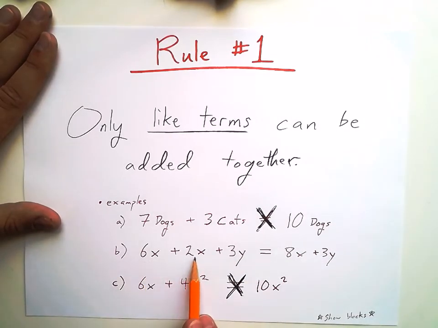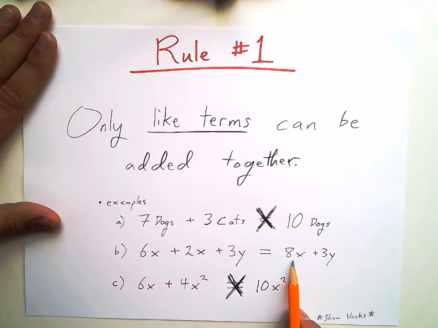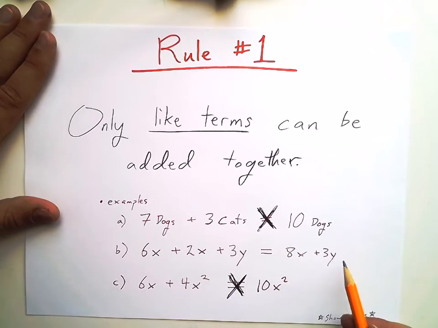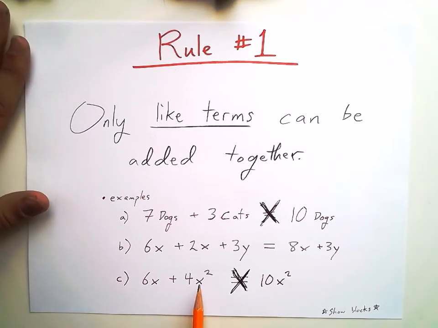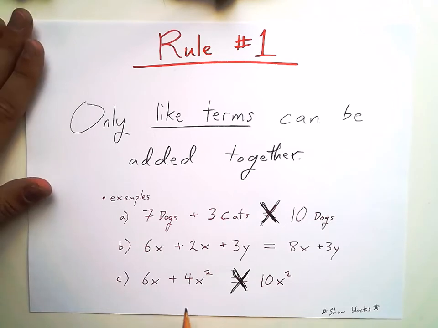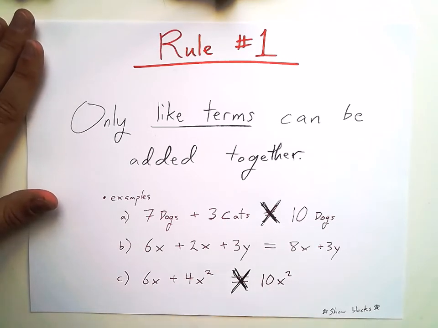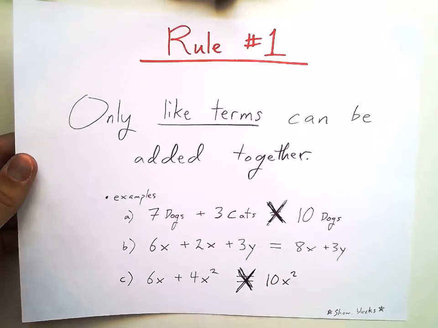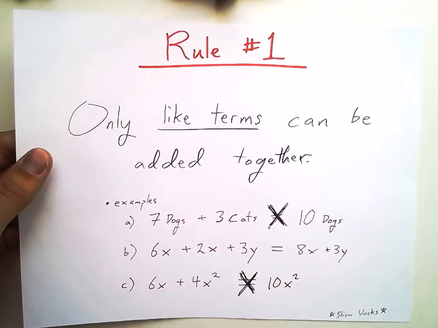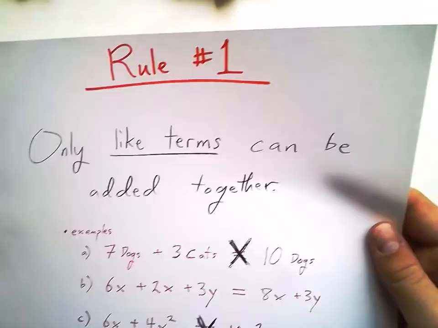6x and 2x are like terms because x's are the same thing as x's. So you can combine those two terms to get 8x, but the 3y you can't combine with that because y is not the same thing as x. Also, x squared is not the same thing as x. So you can't add 6x and 4x squared and get 10x or 10x squared. No. So make sure when you're adding pieces together that they are like terms. And we'll do some examples in a minute, but first we're going to go over some vocabulary and stuff.